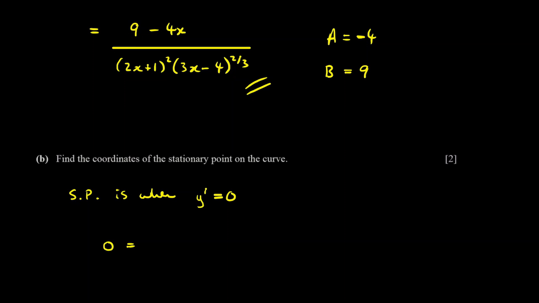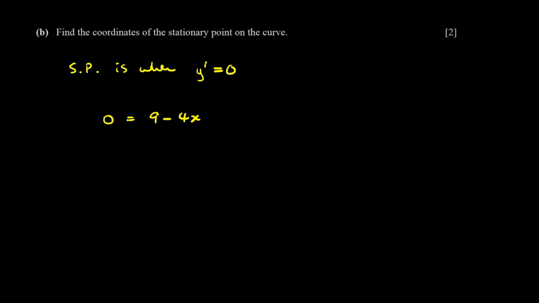But obviously that means that we're only interested in the numerator. The reason for that is if we were to multiply both sides by this denominator here, then this is going to cancel off because it's going to be multiplied by 0. So we've just got 0 is equal to 9 minus 4x there, which means that x will be equal to 9 upon 4. So that's the x coordinate.